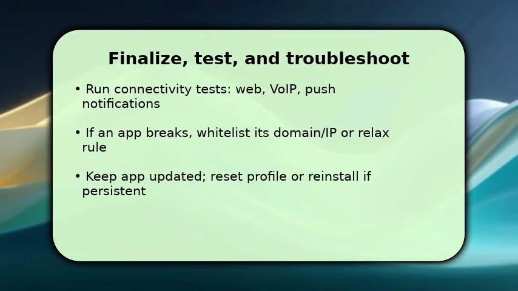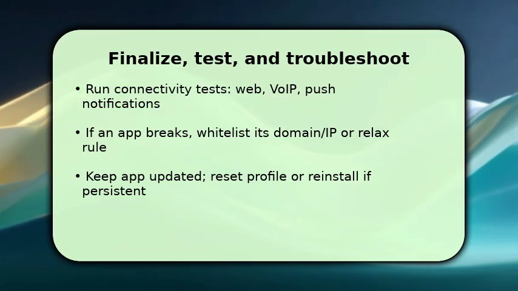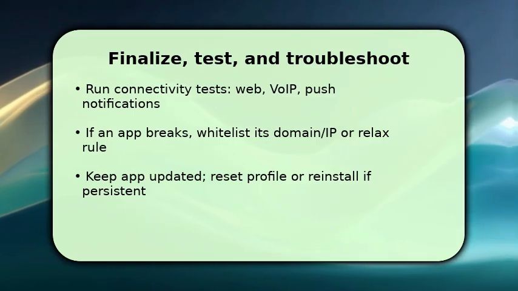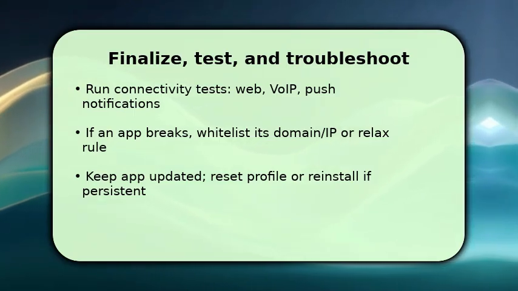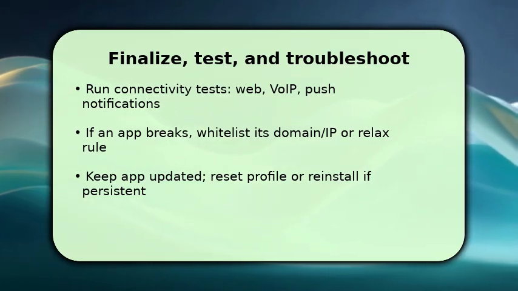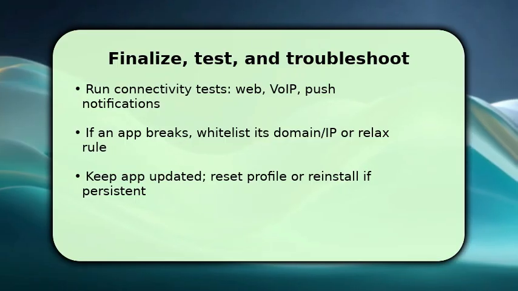You finish by testing common services. Browse, use email and VoIP, and confirm push notifications arrive. If something breaks, check the firewall log to identify the blocked host, then whitelist that domain or relax the specific rule rather than disabling protection.